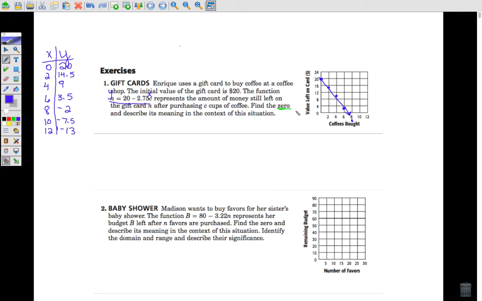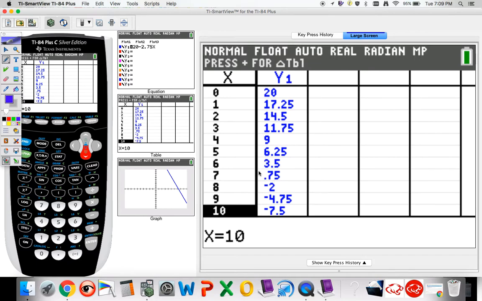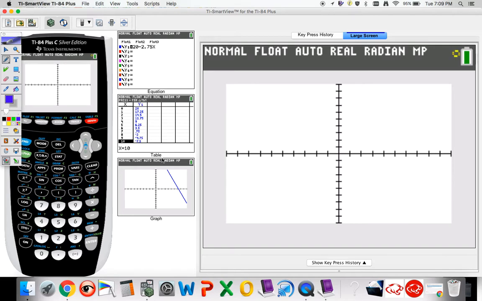Now here is the problem. When it says find the 0, we can't just take a guess and say, oh, somewhere between 6 and 8. We can't look at our table either. If you notice, at 7 we're at 0.75, at 8 we're at negative 2. You're looking for your 0, and your 0 has to be in that Y column. We cannot see it in our table. So here's what we're going to do. We're going to look at our graph, so hit your graph.